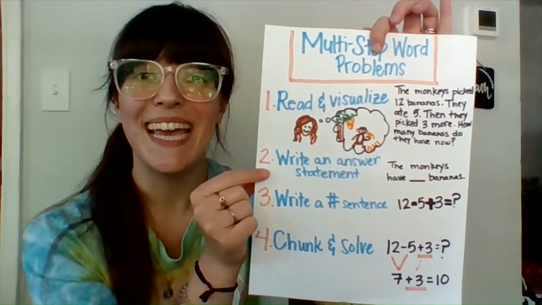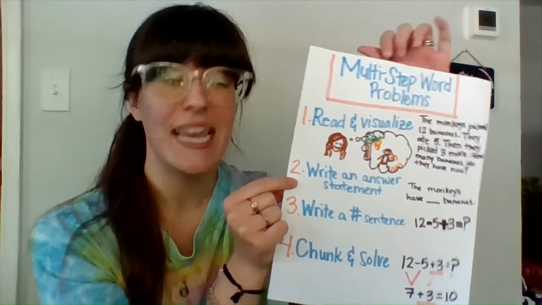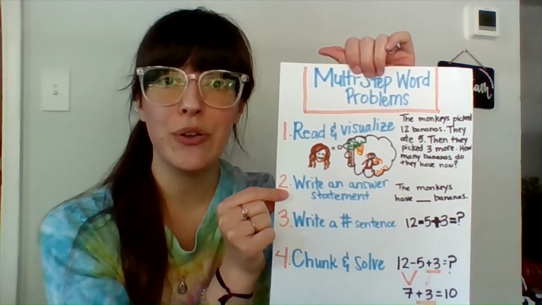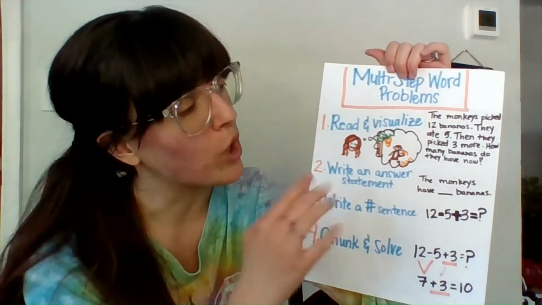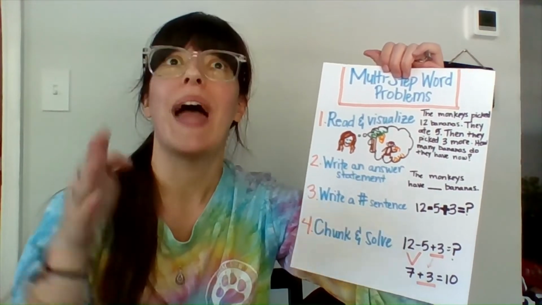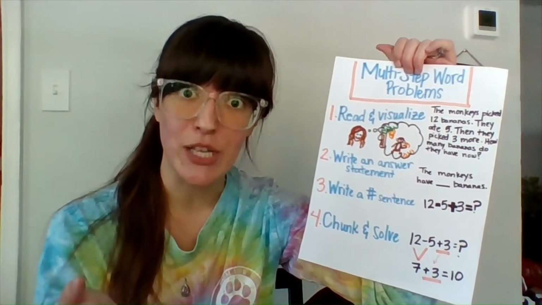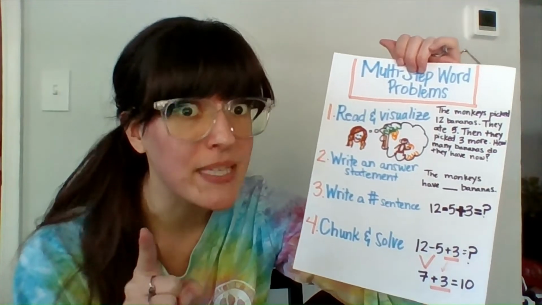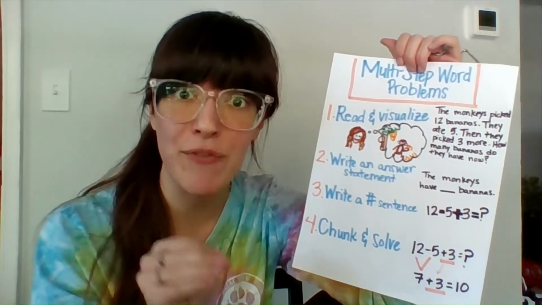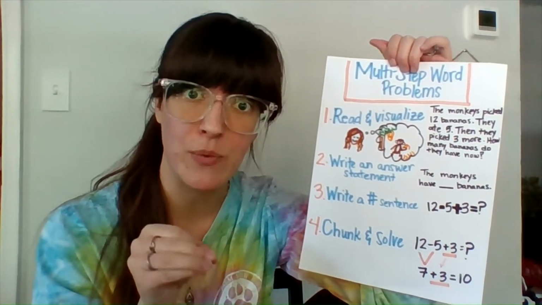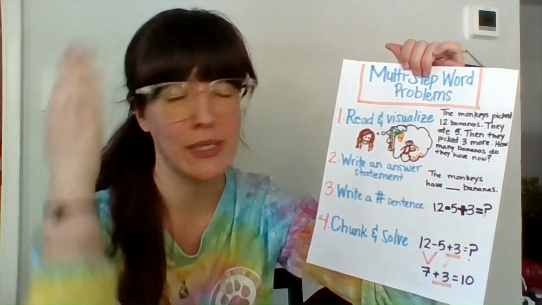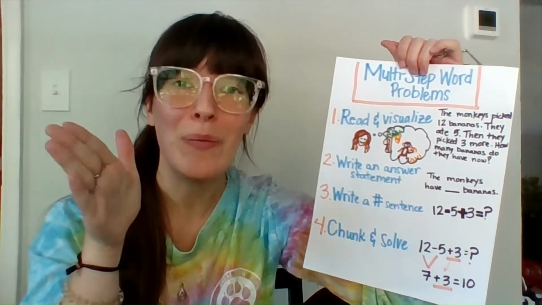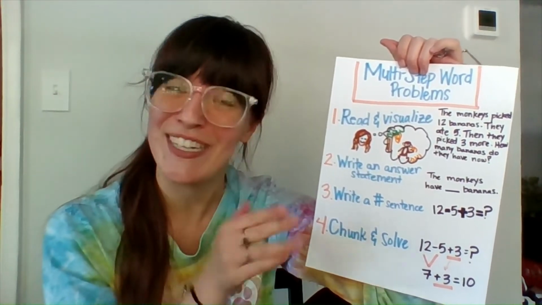Next, write an answer statement. Now this helps guide your thinking and make sure that the work that you are solving actually gives you the information that you need. Because remember, sometimes they're going to try to trick you and they might give you more information in the word problem than you need. So if you know what your answer is supposed to look like, that will help you make sure you're using the information you need to get there.